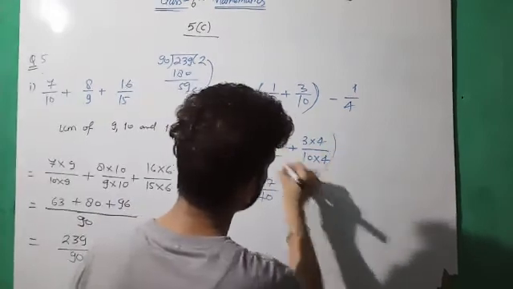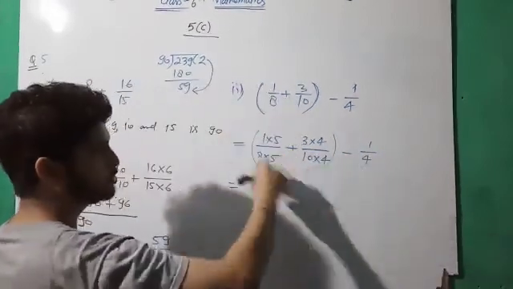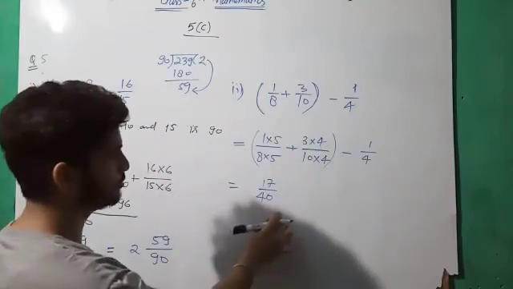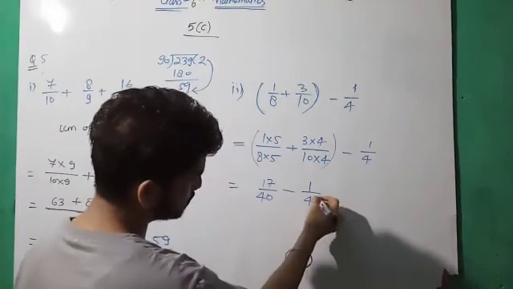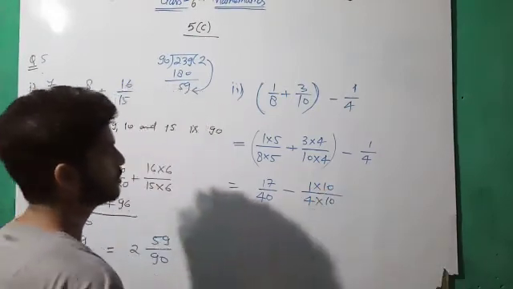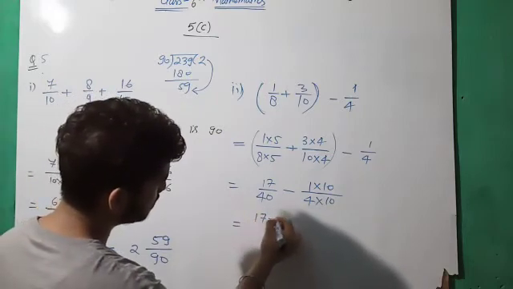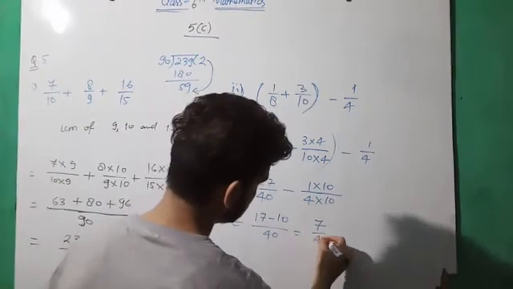Now minus 1. Now you have to remove the bracket because you have solved this. So this becomes 17 upon 40. Now you have to remove the bracket. So now 1 by 4. Take LCM of both the numbers, 40. You have to multiply both numerator and denominator by 10. So 17 minus 10 upon 40. It means 7 by 40 is the answer.